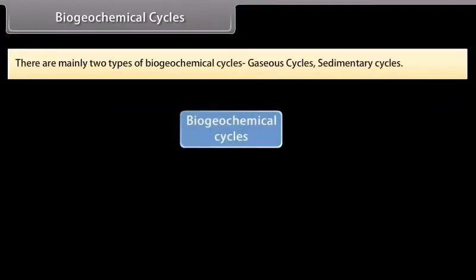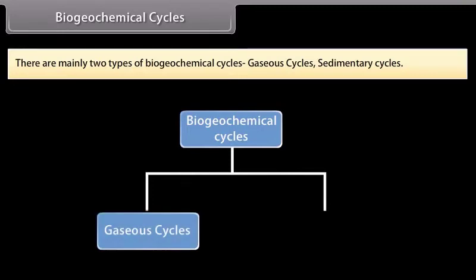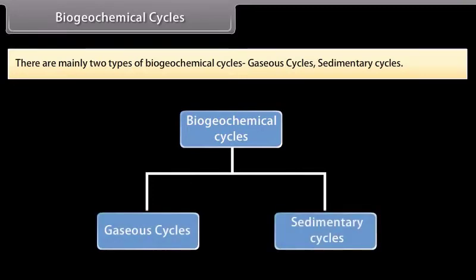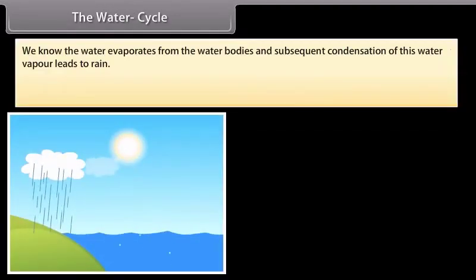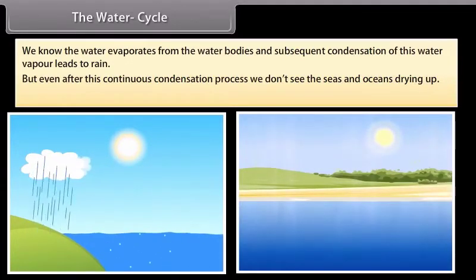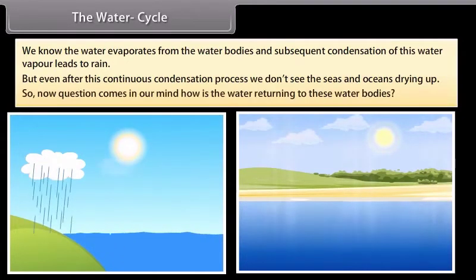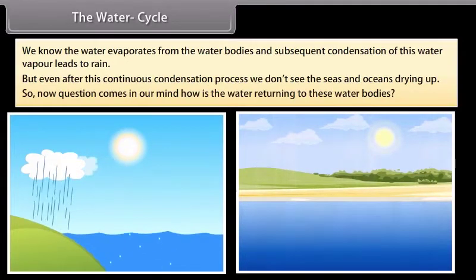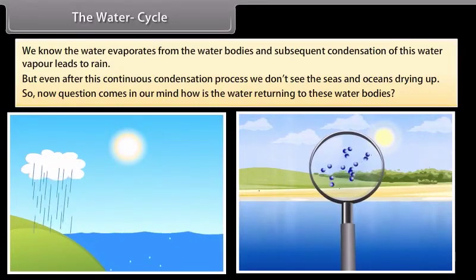There are mainly two types of biogeochemical cycles: gaseous cycles and sedimentary cycles. The water cycle. We know that water evaporates from the water bodies, and subsequent condensation of this water vapor leads to rain. But even after this continuous condensation process, we don't see the seas and oceans dry up. So, the question comes to our mind: how is the water returning to these water bodies?